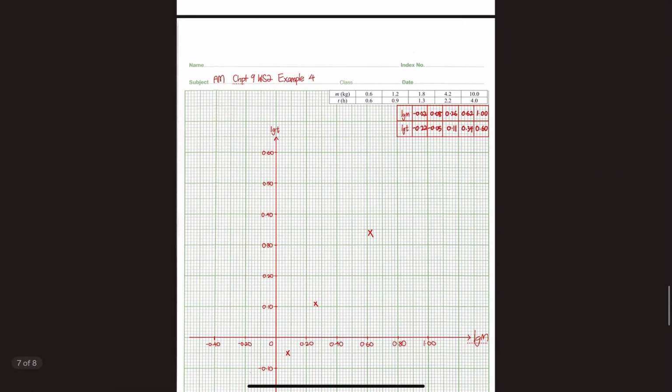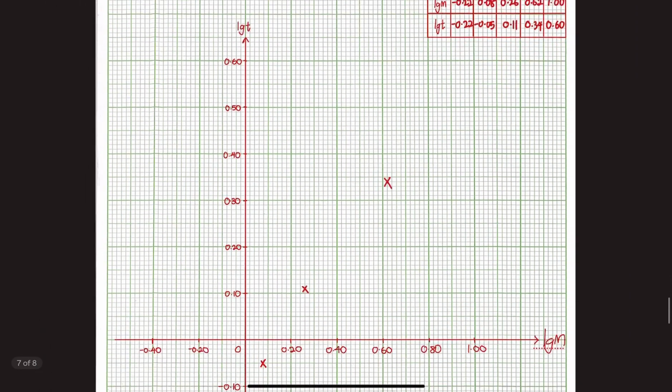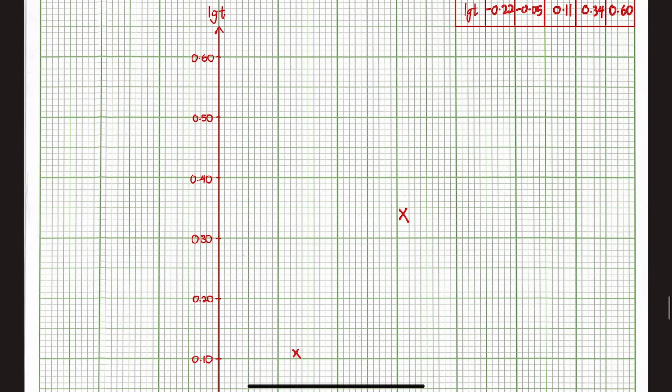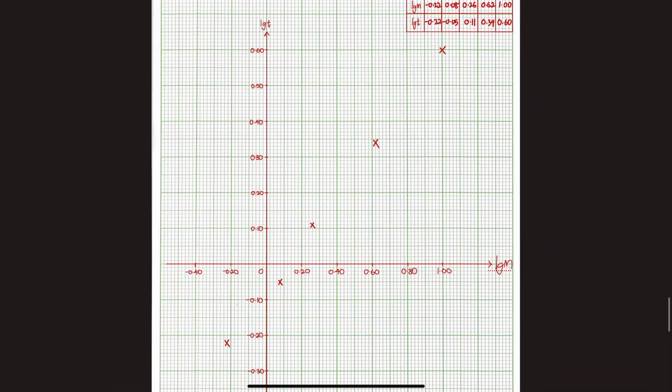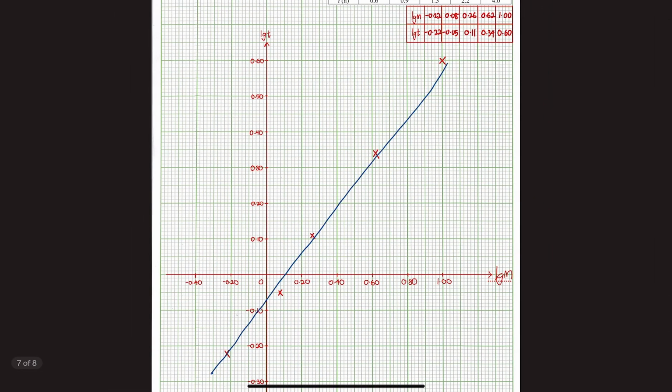Okay, then 1.00 and 0.60 here. Okay, so now when I plot my line of best fit, your line should look something like this.